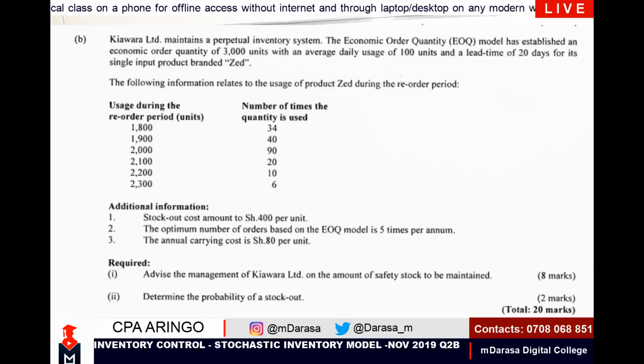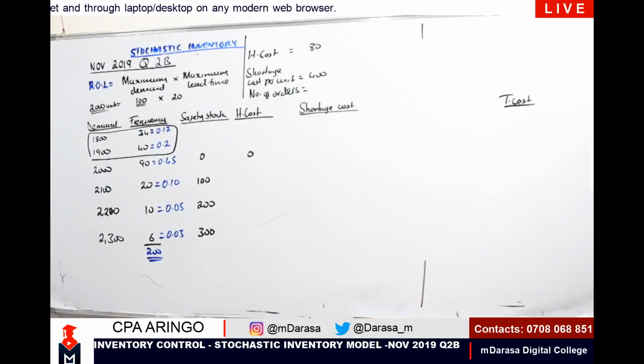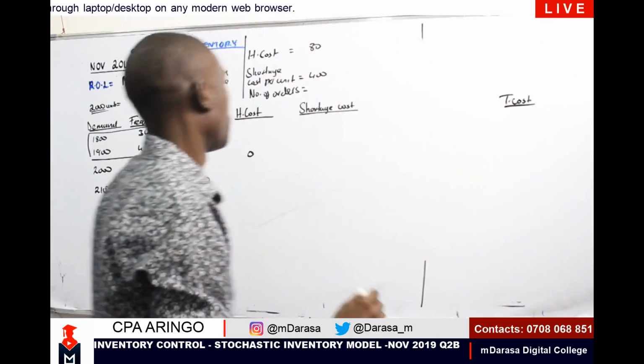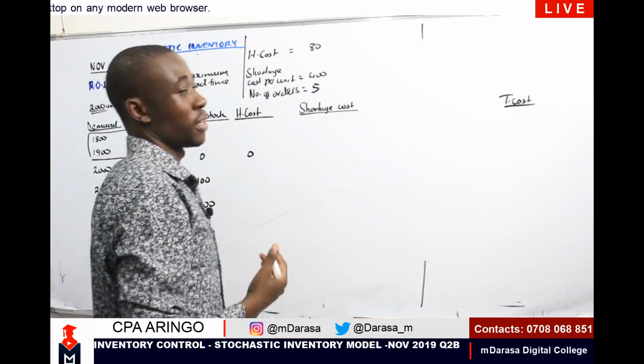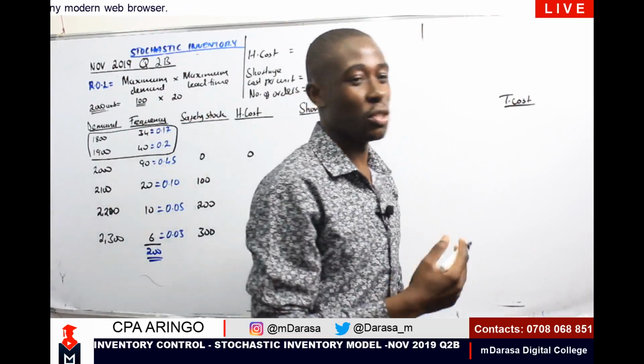Number of orders given, my good students, you are given number of orders in a year? 5 times per annum. So I'm given 5 times per annum. So we do have 5. These are the variables that we need to identify.